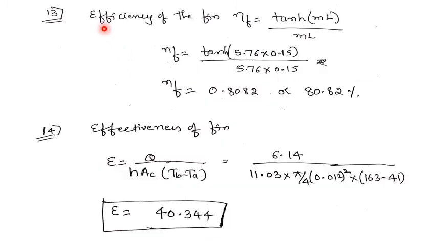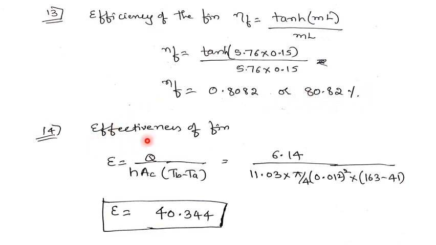Now we'll calculate the efficiency of the fin. The formula is tanh mL divided by mL. By substituting these values, I get the efficiency as 0.8082, or 80.82 percent, which is the efficiency of the fin.